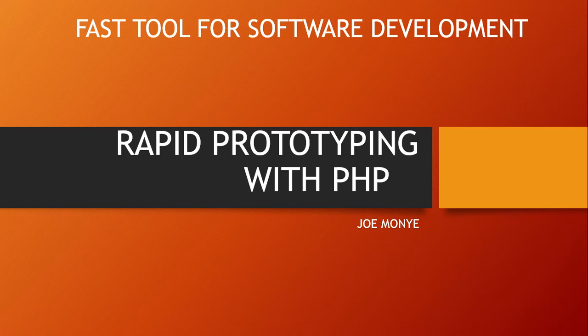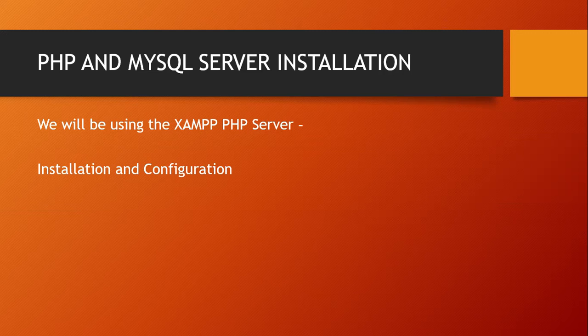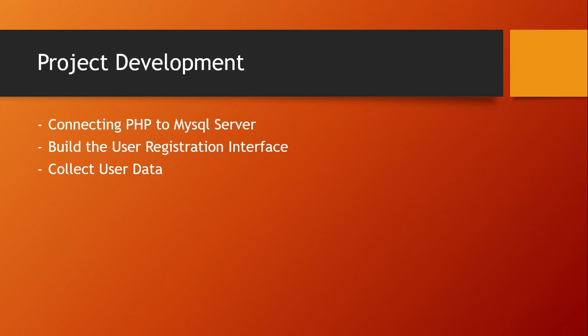My name is Jonathan Monye. This was where we left off the other time. We were able to connect PHP to MySQL using the MySQLi object-oriented method. So in this part B of part 2, we'll be doing the same thing, connecting to the MySQL server using the PDO method.